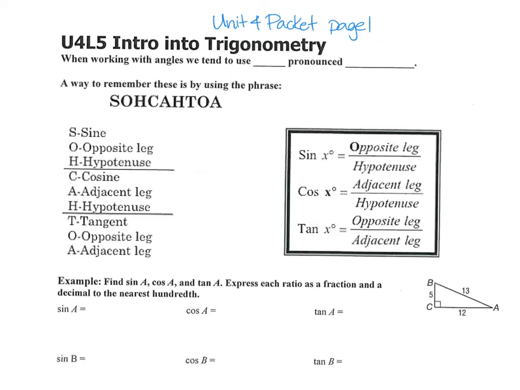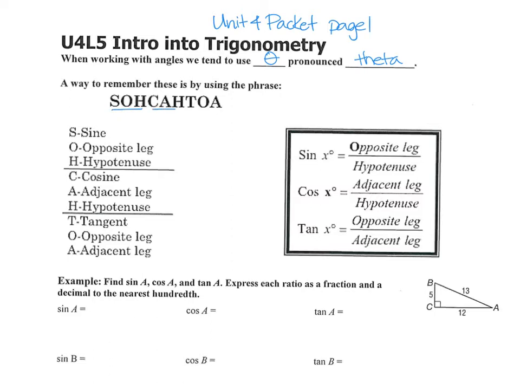Hi Geometry, this is our Unit 4 packet, page 1, and we're going to talk about Unit 4, Lesson 5, Intro to Trigonometry. When working with angles, we tend to use theta. It's a Greek symbol that looks like a circle with a line through the middle. We use other variables and other symbols, but we tend to use theta. And we have an acronym to help us remember our trig functions.